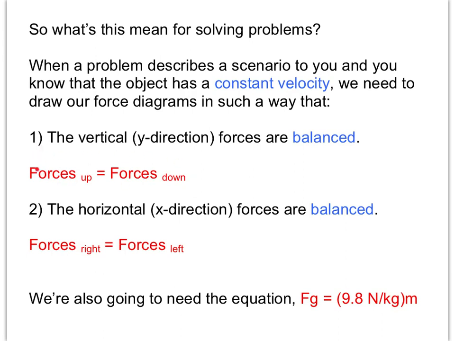Setting up our equations, we can also say that the sum of the forces that point up has to be equal to the sum of the forces that point downwards, just so that they balance. And the sum of the forces that point right for the horizontal direction has to be equal to the sum of the forces that point left. In addition, we are also going to be using our force of gravity equation, which is the strength of the Earth's gravitational field, 9.8 newtons per kilogram, times the object's mass.